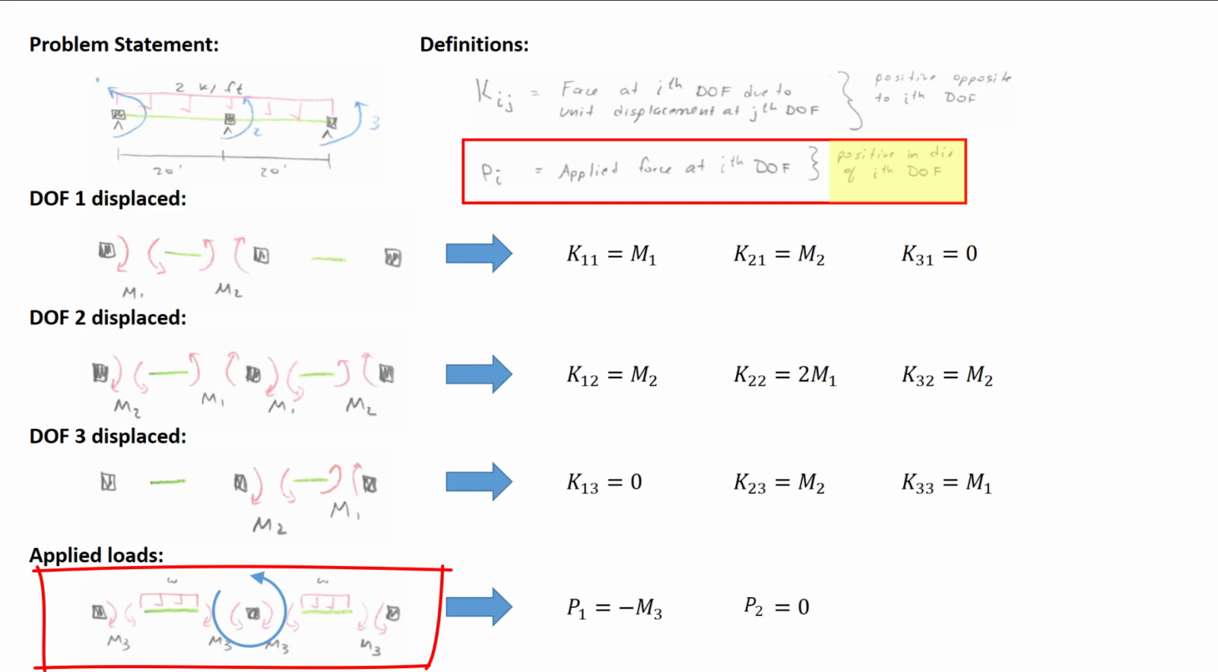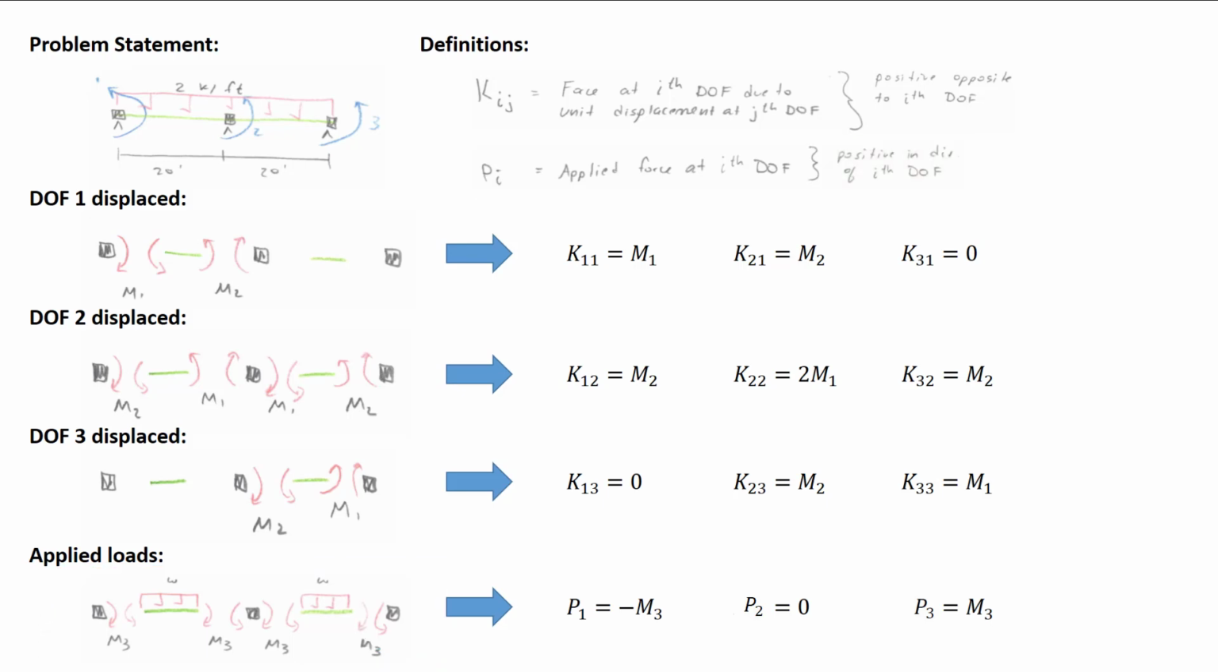Moving on to P2, that's the applied force at the second degree of freedom. The two moments m3 are acting in opposite directions, so the net force is 0. And moving on to degree of freedom 3, P3 is the applied force at the third degree of freedom. The value of the force is a moment m3. The direction is in the direction of the degree of freedom, so according to the sign convention, the sign is positive. The applied load will tend to rotate the node in the direction of the degree of freedom. So we've now obtained all the entries for our stiffness matrix and our load vector, bypassing the equations of equilibrium.